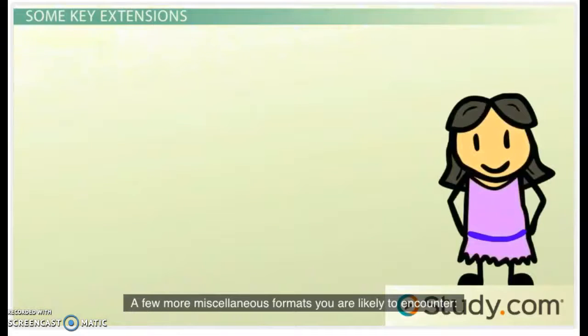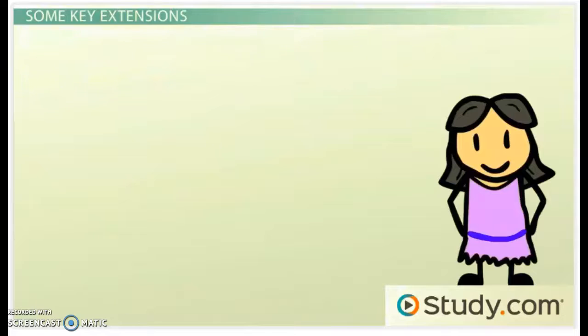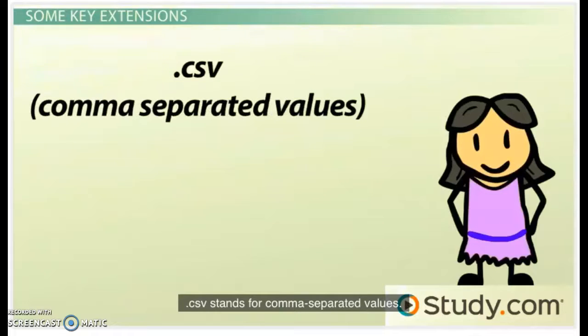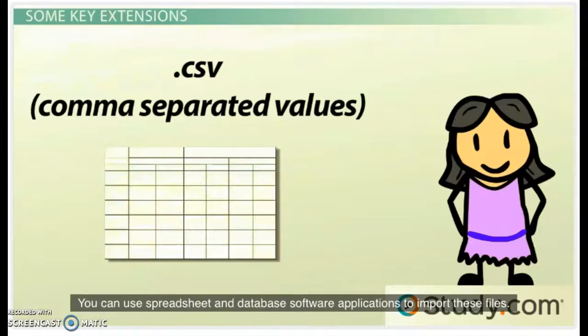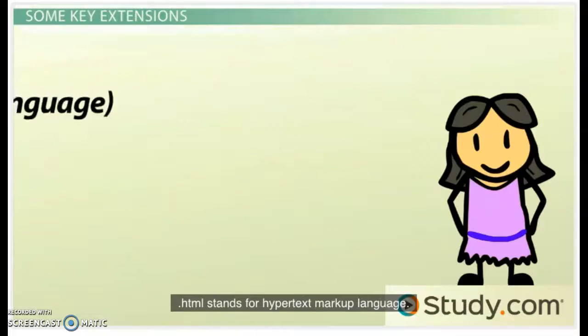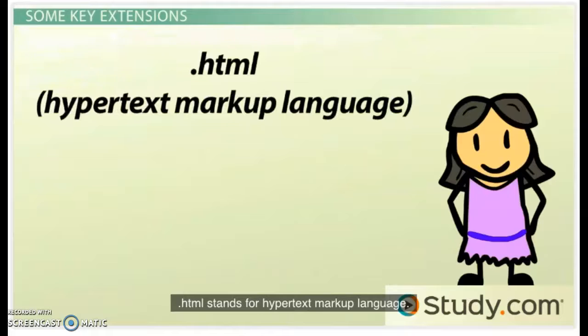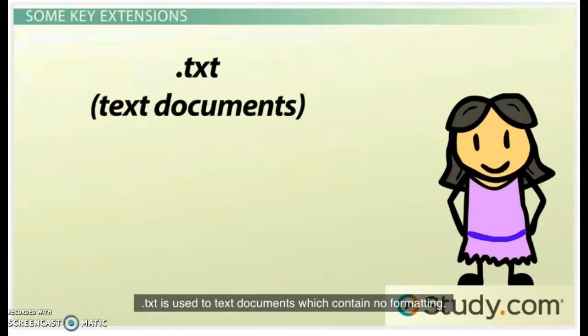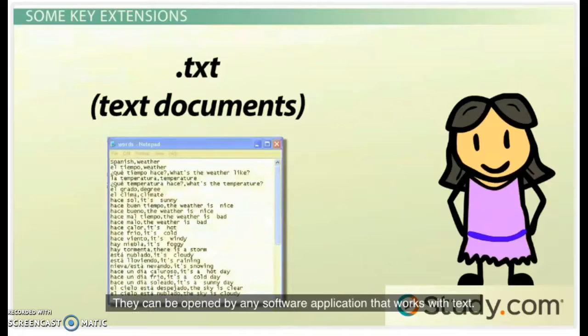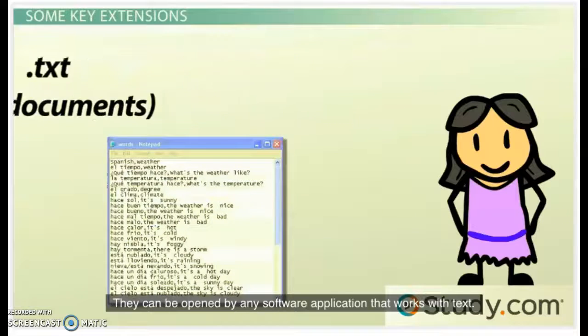A few more miscellaneous formats you are likely to encounter are .csv, which stands for comma separated values. These files are commonly used to store tabular data with a minimal amount of formatting. You can use spreadsheet and database software applications to import these files. .html stands for Hypertext Markup Language. This is the format used for creating web pages that are displayed by an internet browser. .txt is used for text documents which contain no formatting. They can be opened by any software application that works with text.